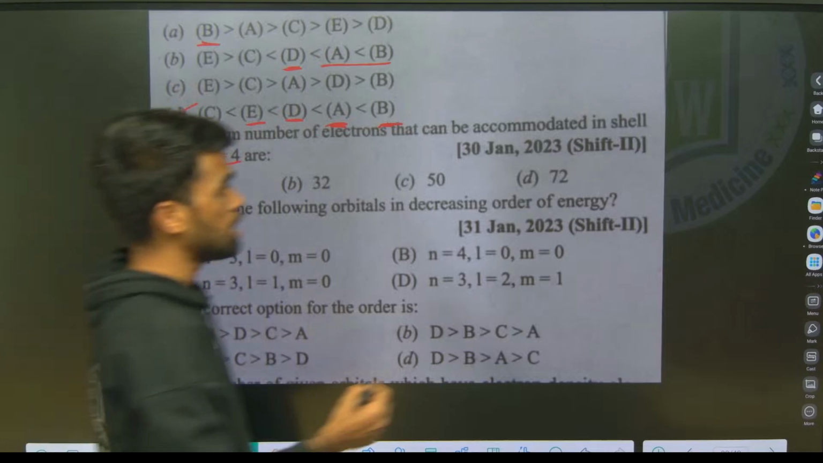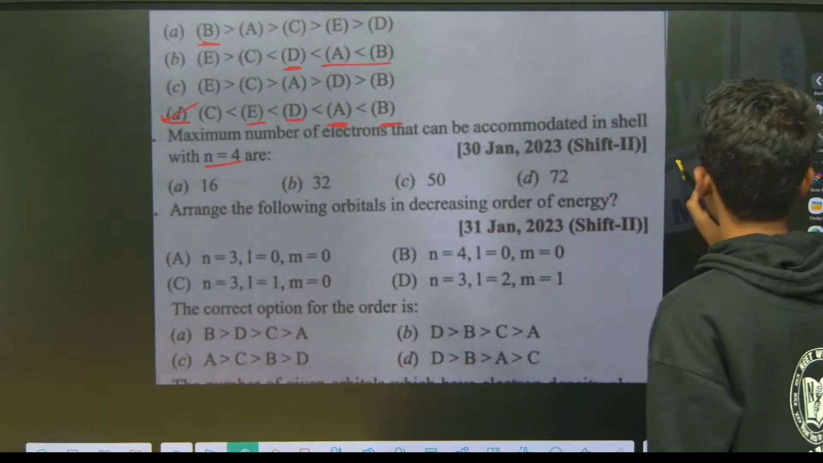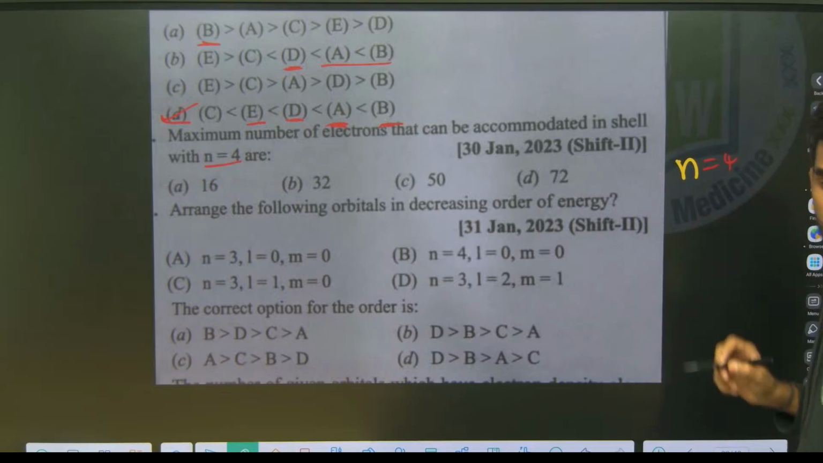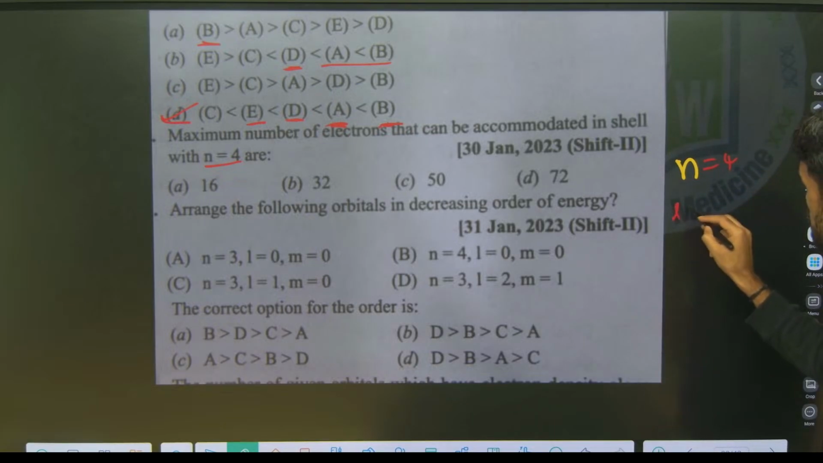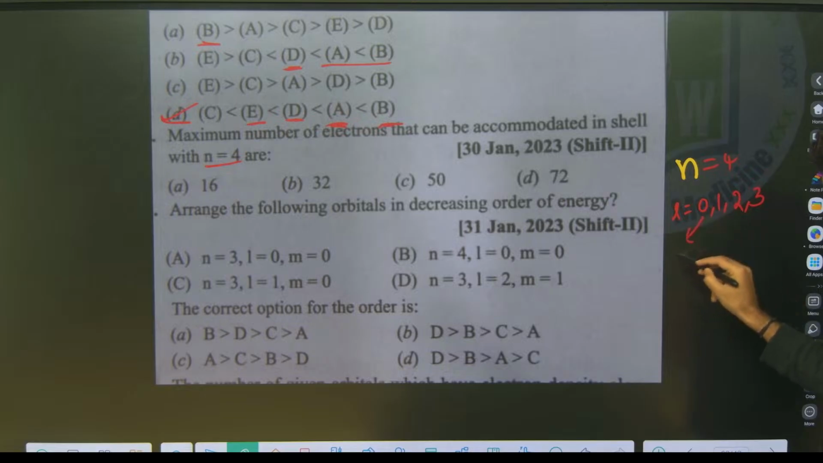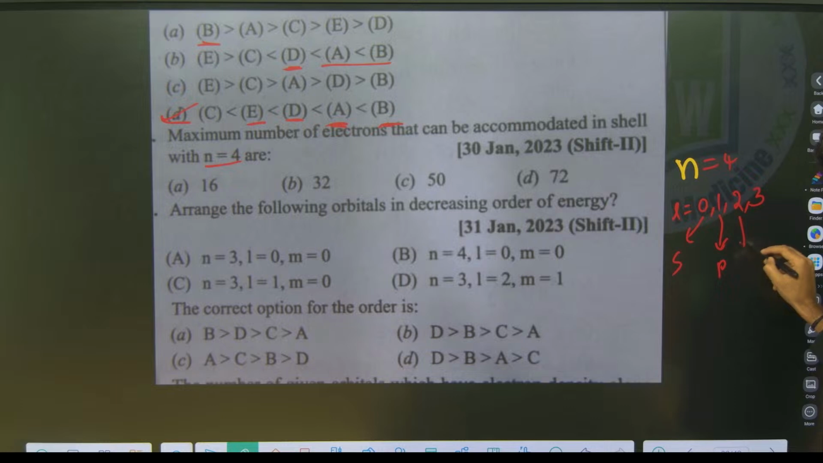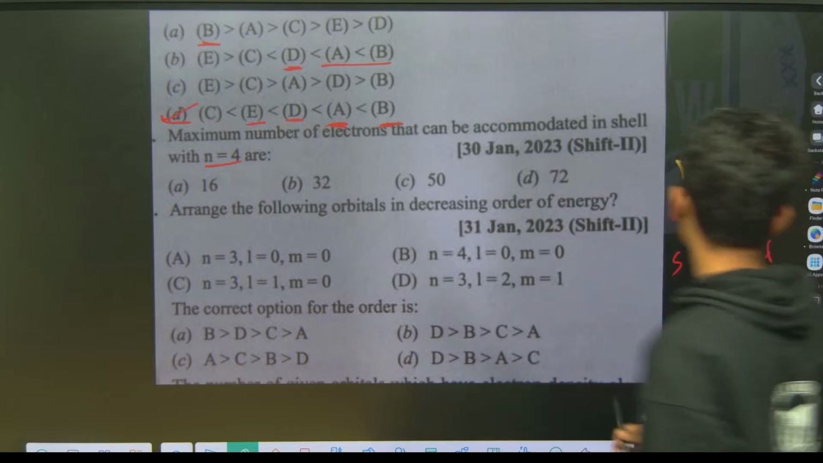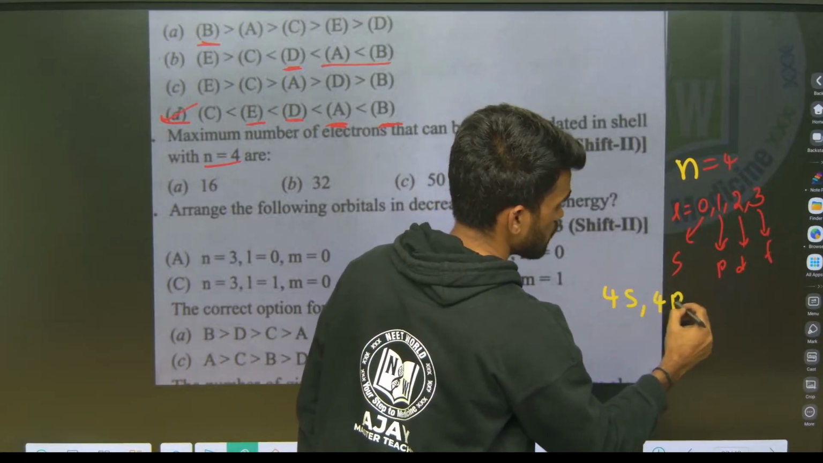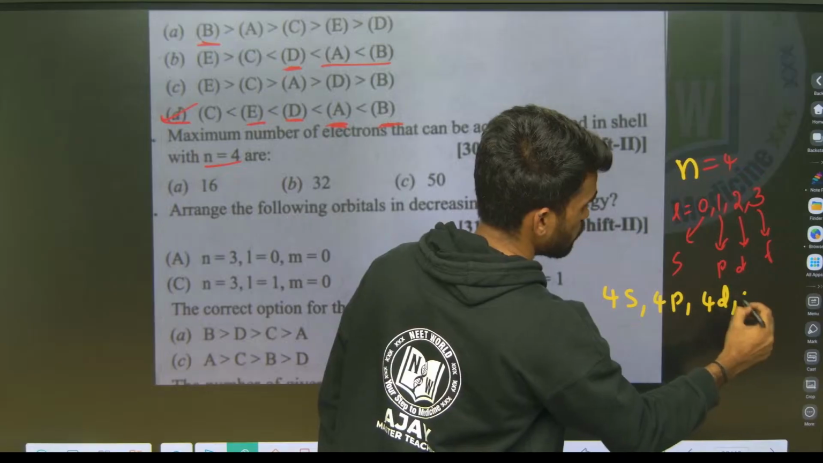So in a shell, the N value is 4, they are saying N equals 4. For a given 4, what are the L values possible? 0, 1, 2, 3. So you can get s, p, d and f. In the shell, I can write 4s, 4p, 4d and 4f.